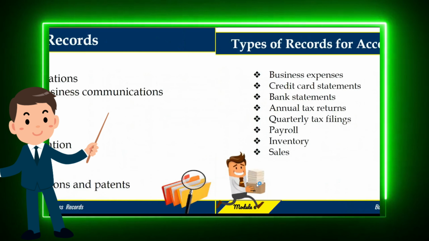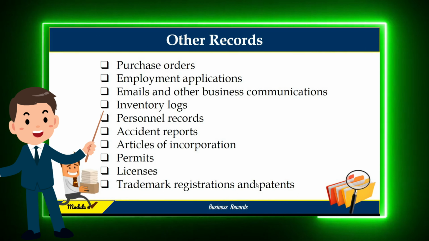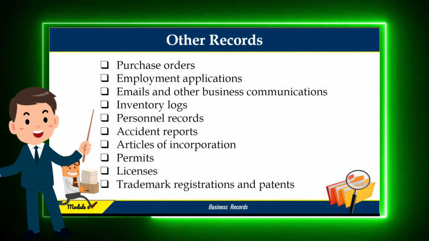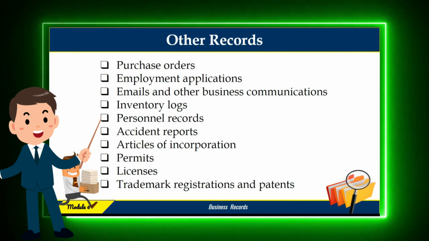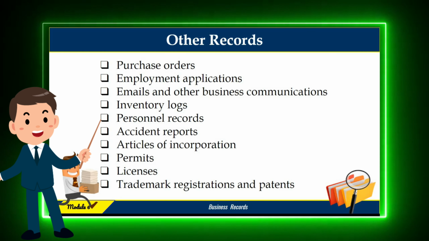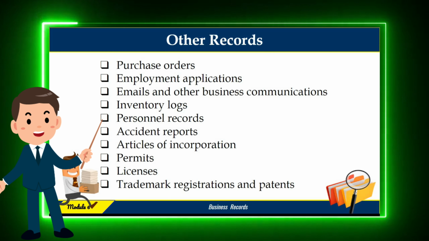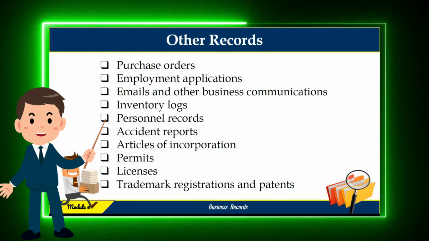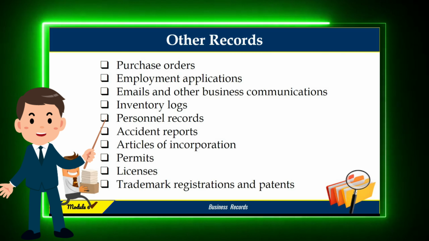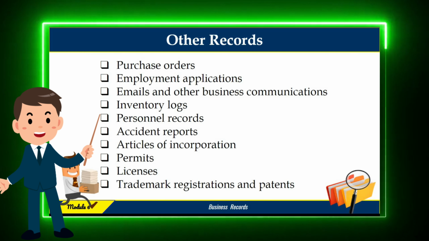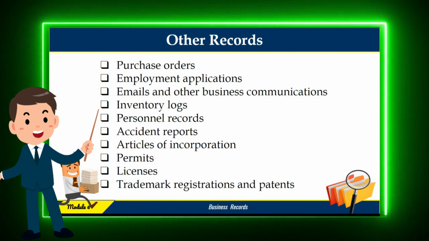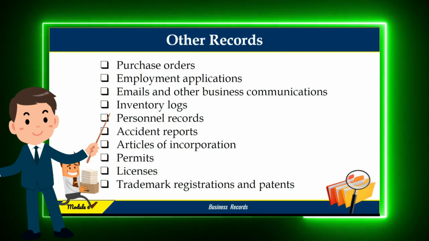Okay, next one, we have the other records. For the other records, we have the purchase order or the PO, and also the employment application, emails and other business communication, inventory logs, personnel record, accident report, articles of incorporation, permits, licenses, trademark registration, and patent. So those are the other records that are also very important to be kept in our business.